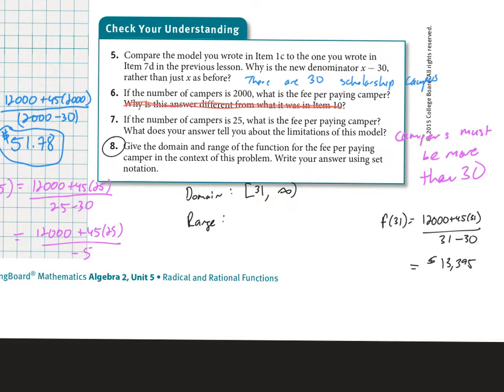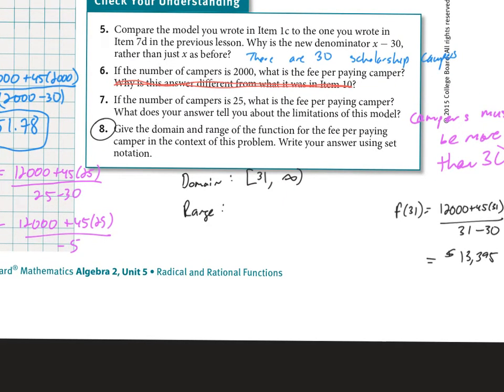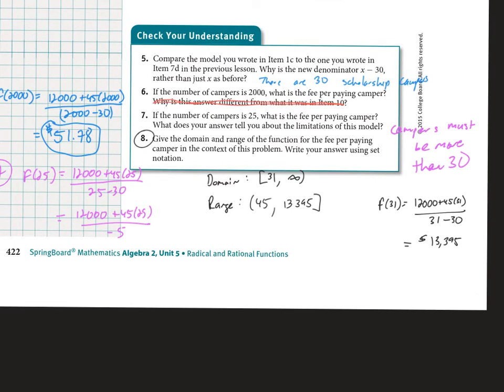So again, we can see here that if there's 31 campers, it's going to be $13,395 paid for by that one paying camper while the rest are on scholarship. That would be the absolute max for our range, while the minimum, again, is that $45 that we talked about, although we'll never get to that $45 amount, so it's going to be a parentheses on it. So $13,395 being the max. So again, we're using interval notation here, not set notation. Let's take a look at the next page to wrap up this lesson.